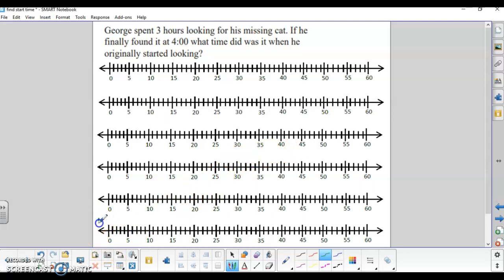All right, so this is 4 o'clock. We have 3 o'clock. We have 2 o'clock. We have 1 o'clock, 12 o'clock, and 11 o'clock. He started at 4 o'clock, and he looked for his cat for 3 hours. So we need to go back 3 hours. 1 hour, 2 hour, 3 hours. He started looking for his cat at 1 o'clock.